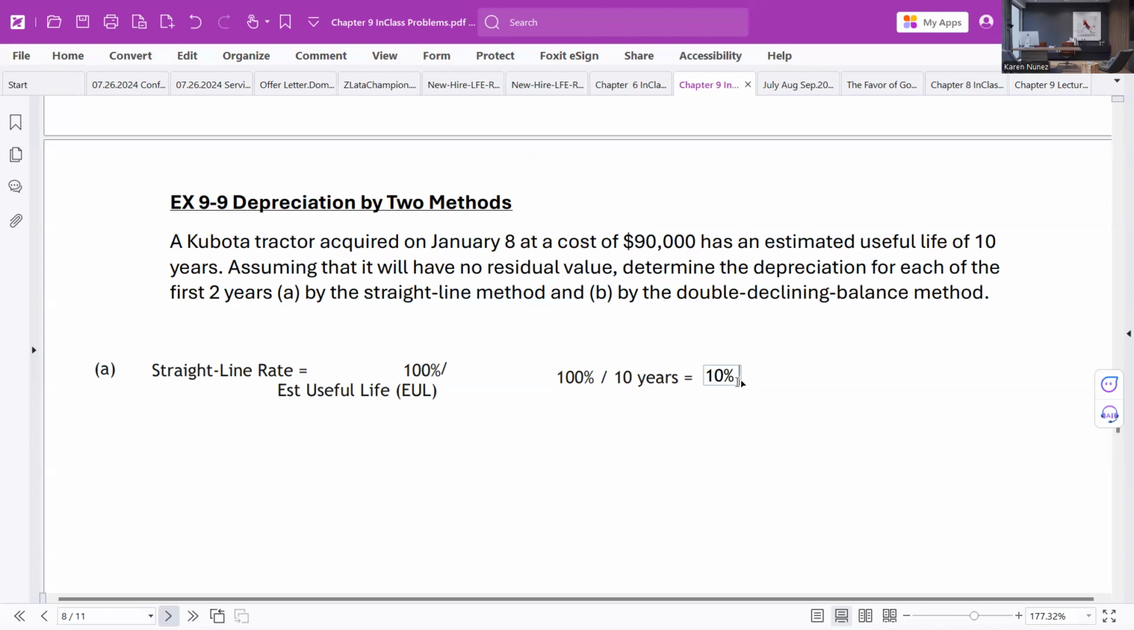And then we're going to multiply that times 2 because we're using twice the DDB rate. So 20%. 20% is the DDB rate.